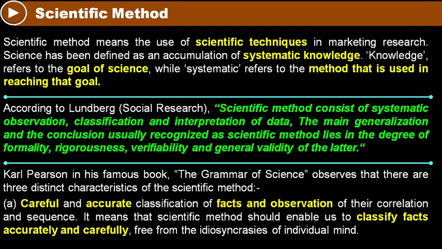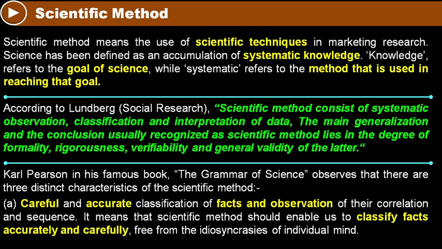Scientific method means the use of scientific techniques in marketing research. And science has been defined as an accumulation of systematic knowledge. Knowledge here refers to the goal of science, while systematic refers to the method that is used in reaching that goal. Now we will have a review of some definitions of scientific method, according to Lundberg.